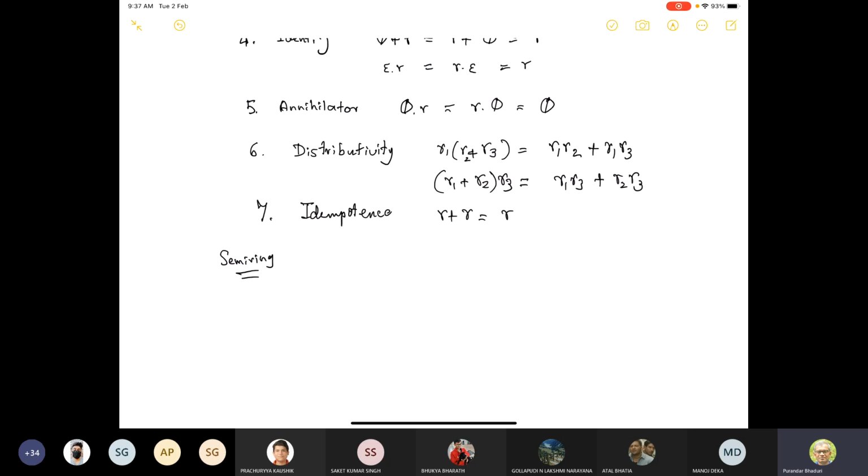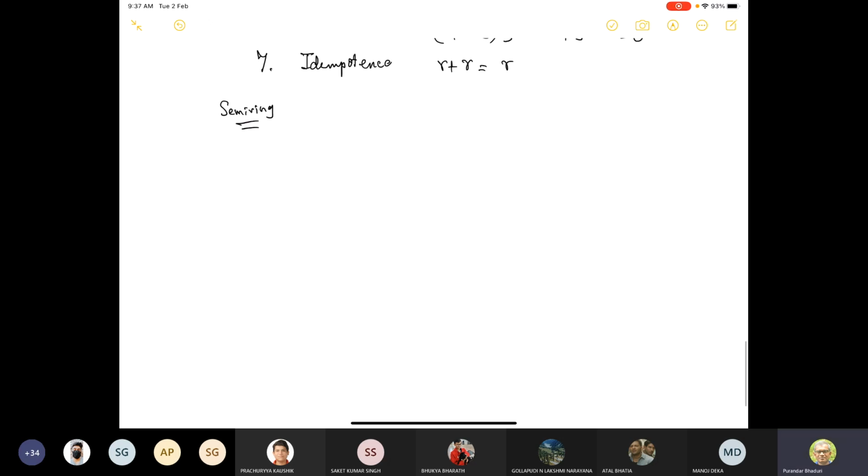Okay, so at this point, let me take a pause and ask you if you have any doubts so far regarding automata and regular expressions, and regular languages and regular expressions. Any doubts? Okay, let us proceed then.